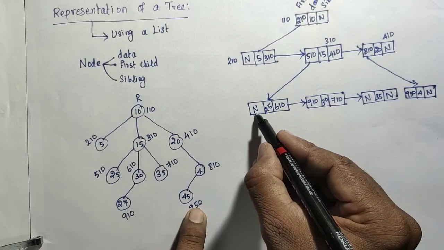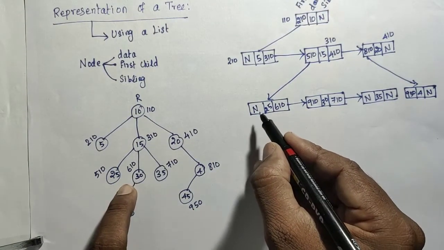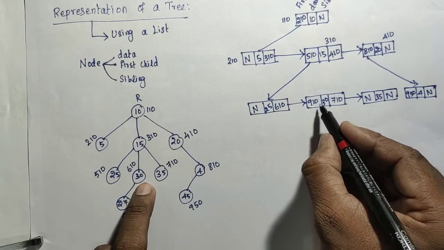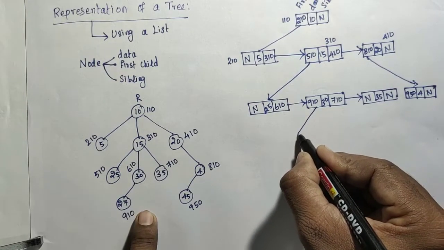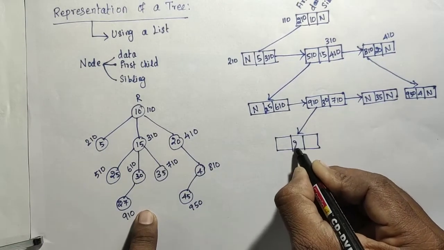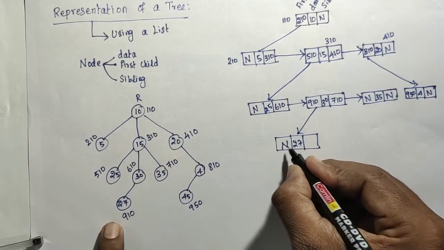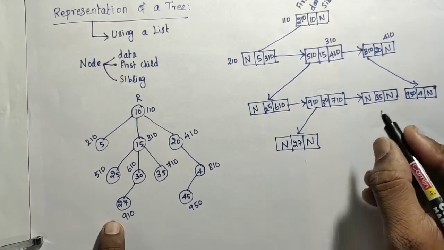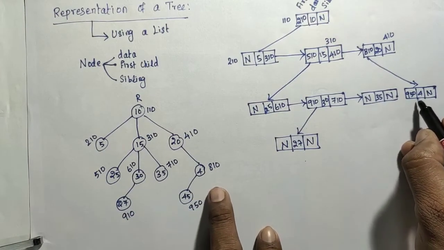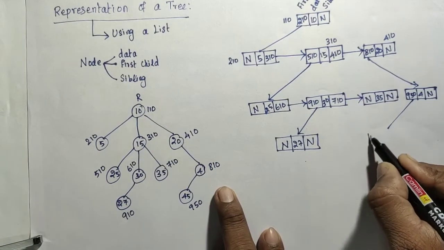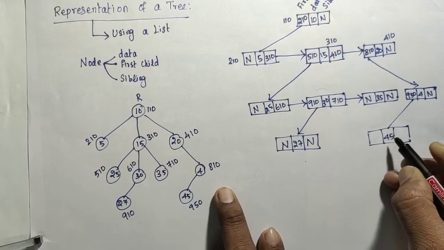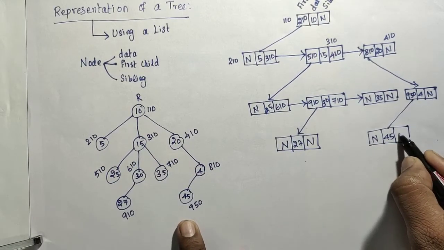And then come to here, there is no further children for the 25. The children for the 30 is 910, so he is pointing to this node. 27. Okay, no further children, no sibling. The next one, for him there is no children. For him 950 is the child, so he is pointing to this node. 45. Okay, there is no further children, and there is no further sibling.